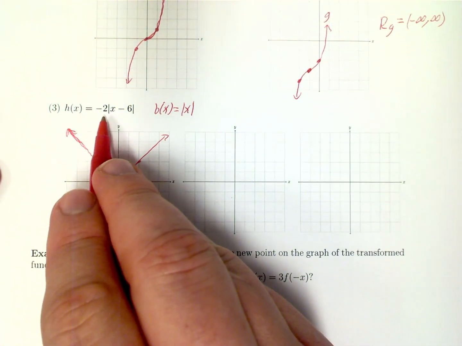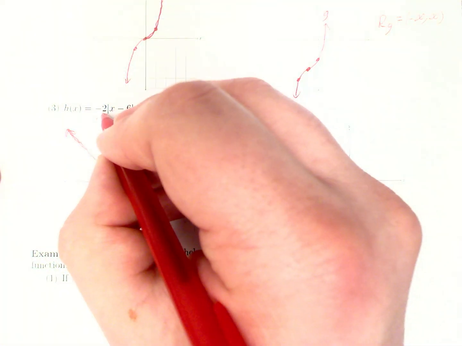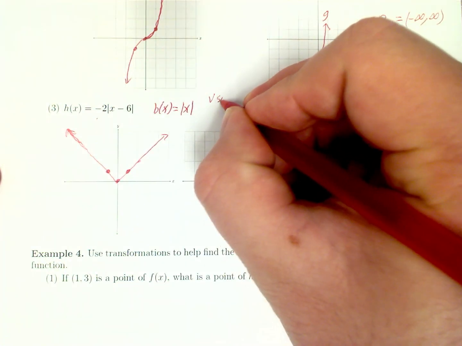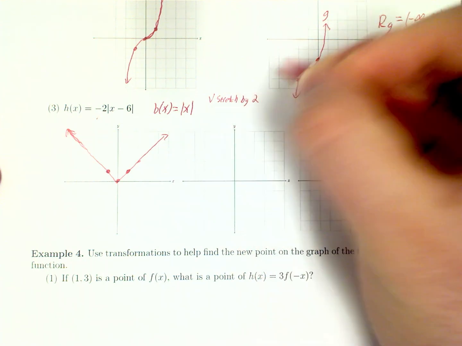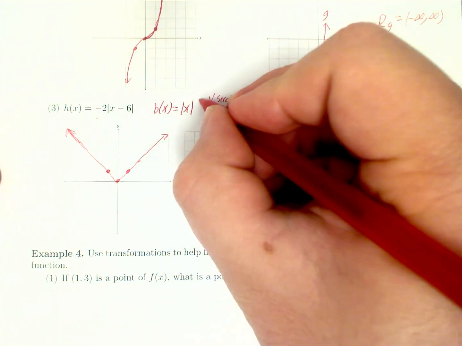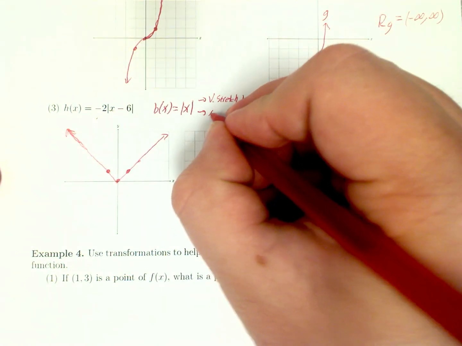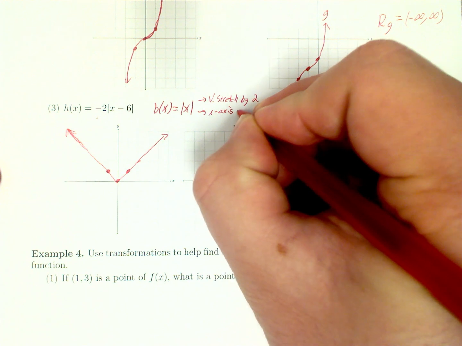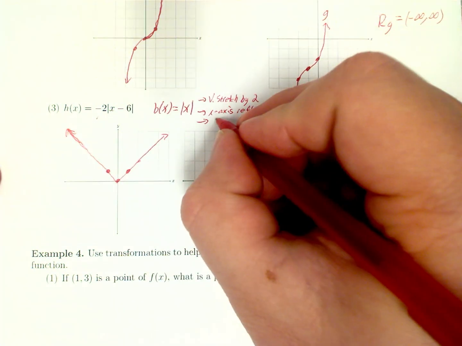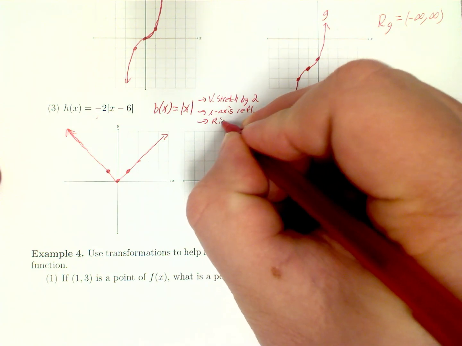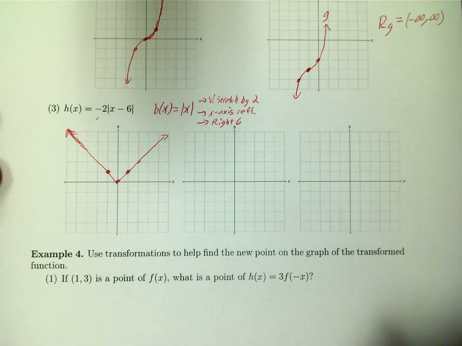And first, let's note all the transformations. So we got multiplying by 2, so vertical stretch by 2. We're also doing a negative on the outside, so x-axis reflection. And then what else are we doing? We're going right 6. So minus 6 on the inside is right 6.